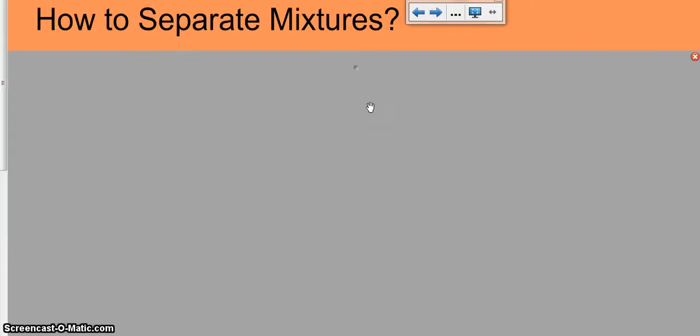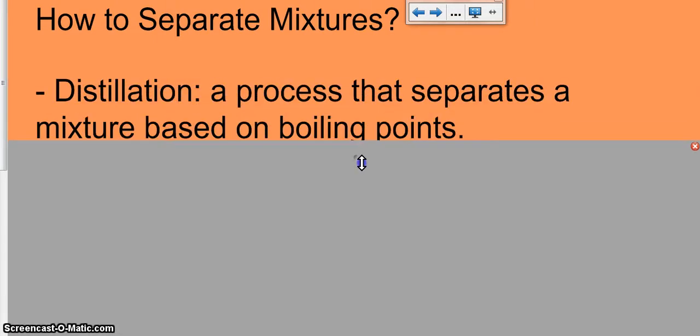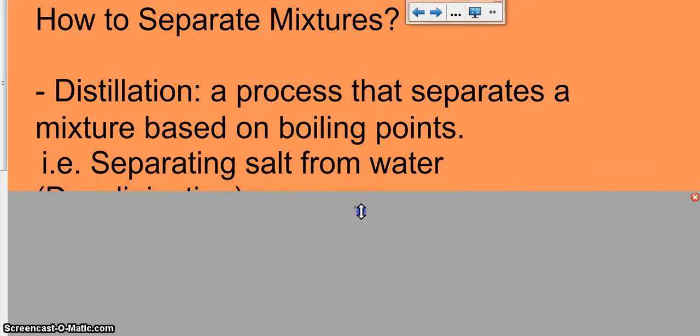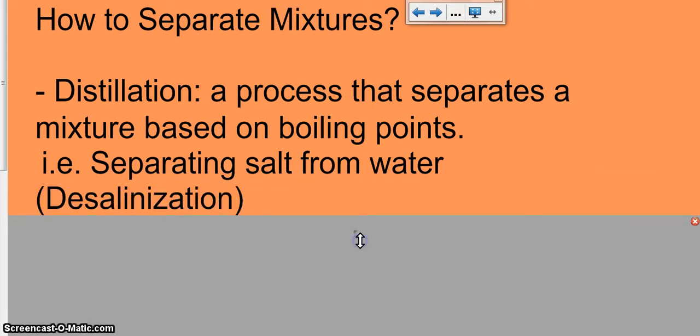Okay. Now we know that we can separate mixtures. They can be physically separated. So now we need to know how to do so. All right. The first one is distillation. Distillation is a process that separates a mixture based on boiling points. So for instance, you can separate salt from water because salt and water have different boiling points. So if you heat them enough, the water will separate from the salt. And that, in other words, is known as desalination.